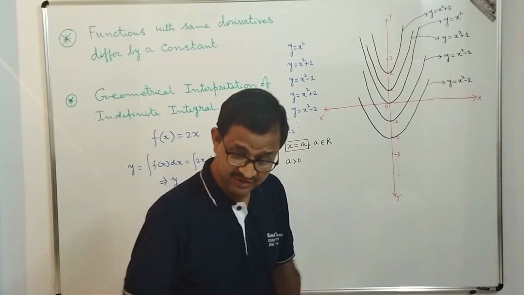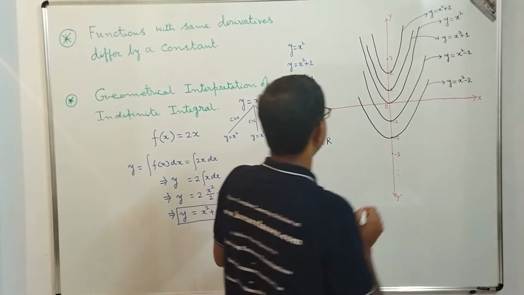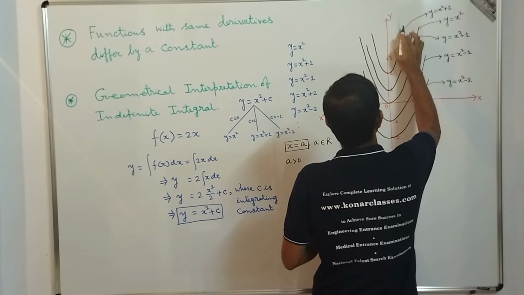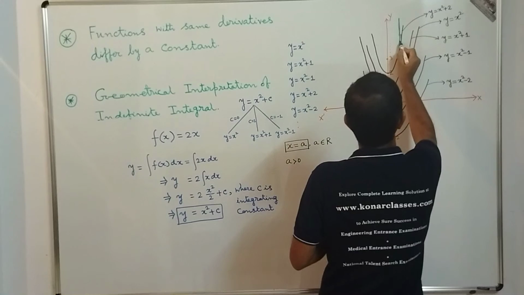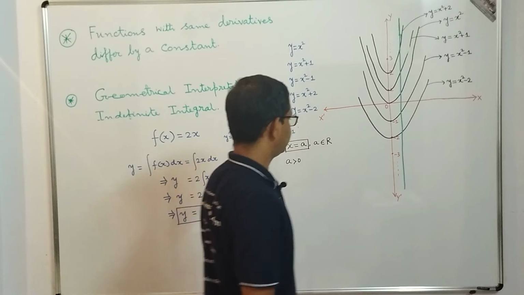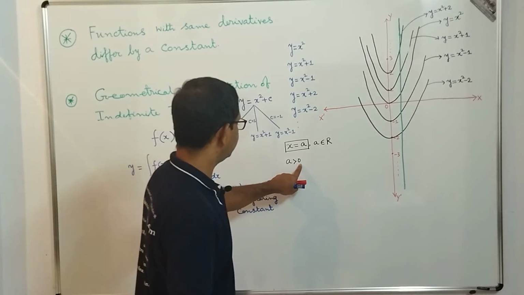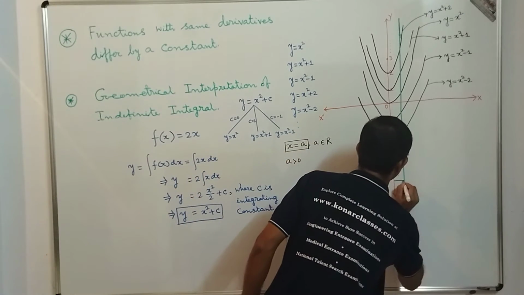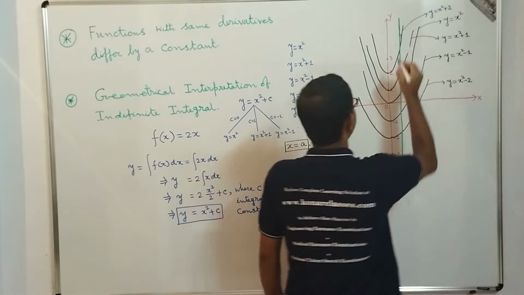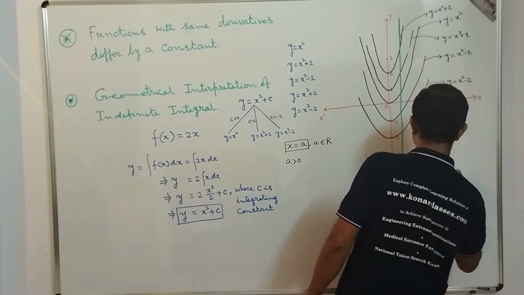Correct? Now a is greater than 0. So how does it look? The straight line will look something like this. Let me draw properly. The straight line will look something like this. It is parallel to the y-axis and at a distance a from the y-axis. We took a greater than 0, so that means this distance is a, and this line is x equal to a.